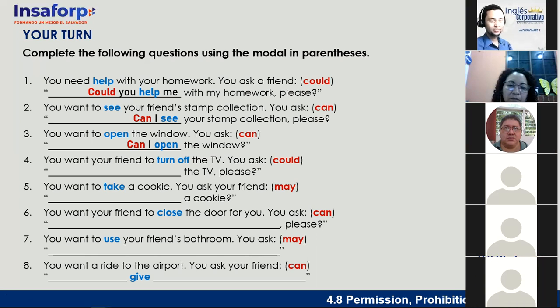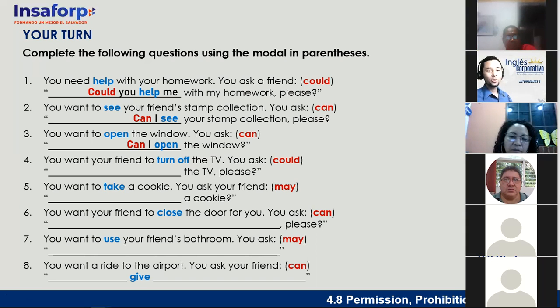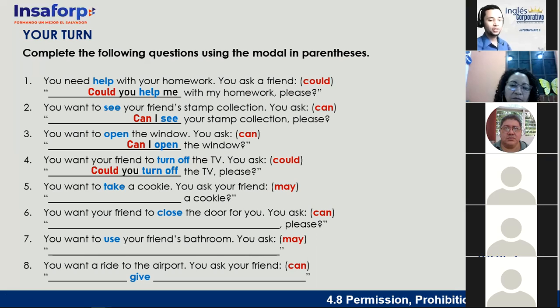Could you turn off the TV, please? That is correct. Very good. Maritza wants to participate. What about number five, Maritza? You want to take a cookie? You ask your friend using may.